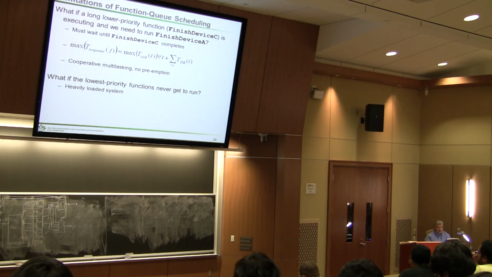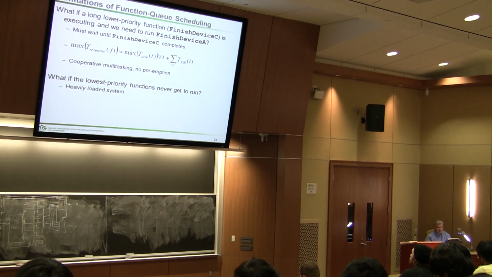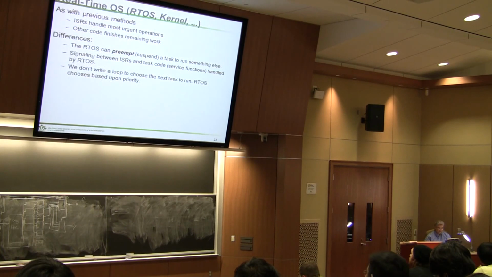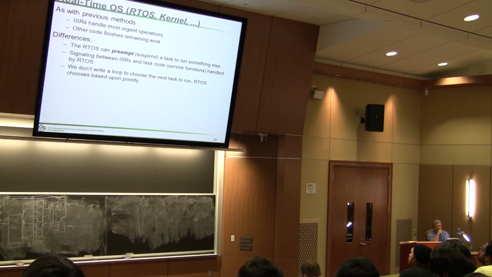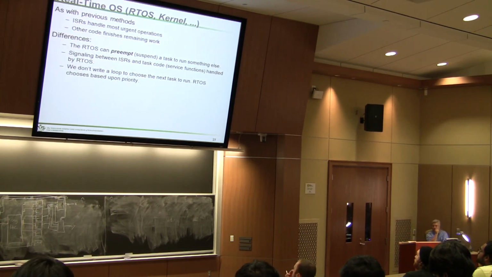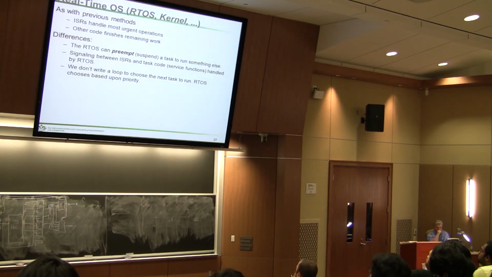This tells you again, the lowest priority function may never get to run if you have a really overloaded system. Now, I've talked about a real-time operating system with a kernel. Notice that the ISRs handle most of the urgent operations, and then the other code just finishes when it has time.